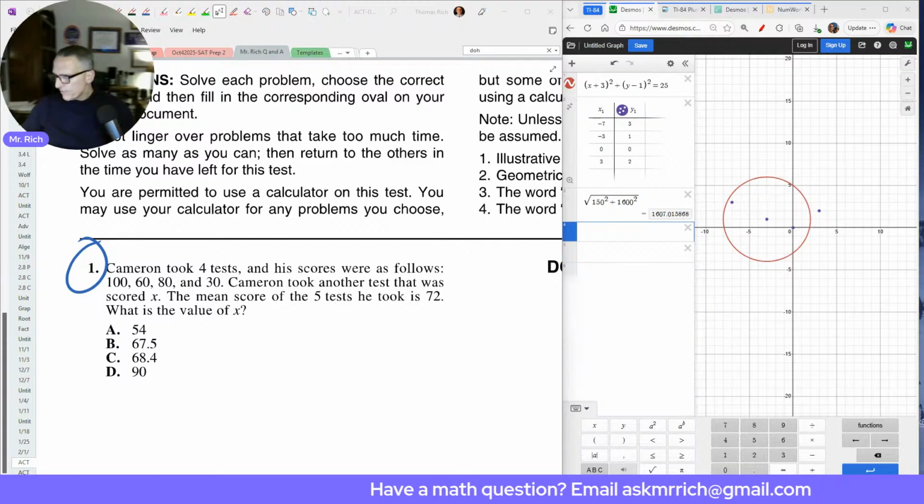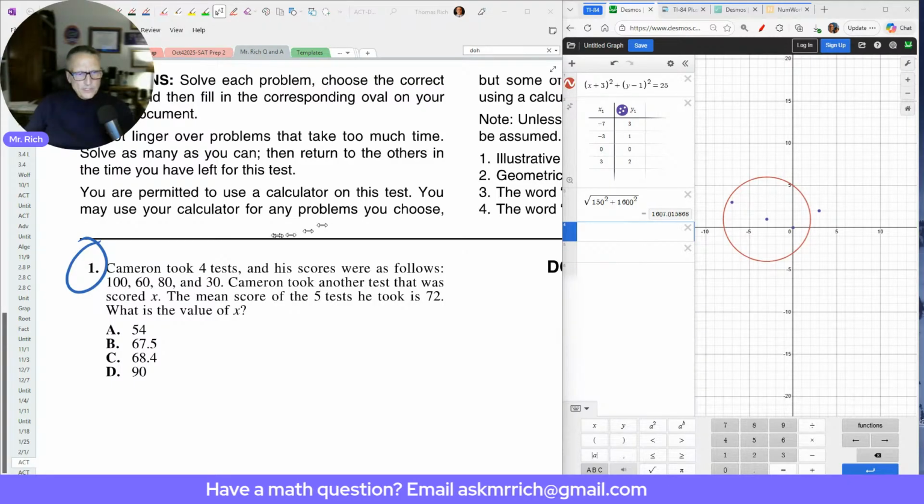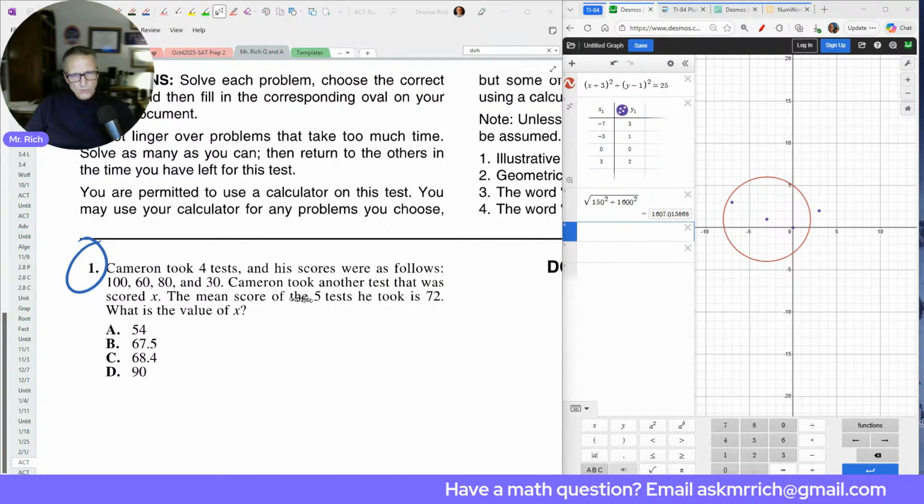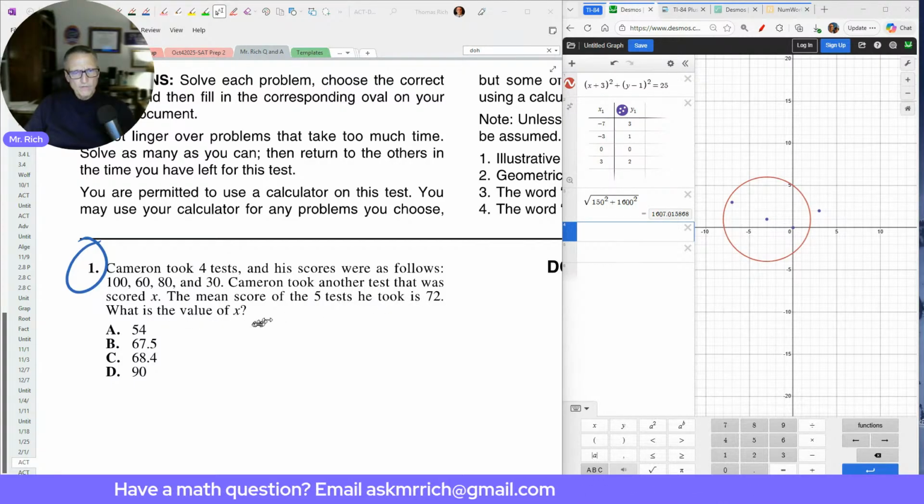Okay, so the very first question here says that Cameron took 4 tests and his scores were as follows: 100, 60, 80, and 30. Cameron took another test that was scored X. The mean score of the 5 tests he took is 72. What is the value of X?